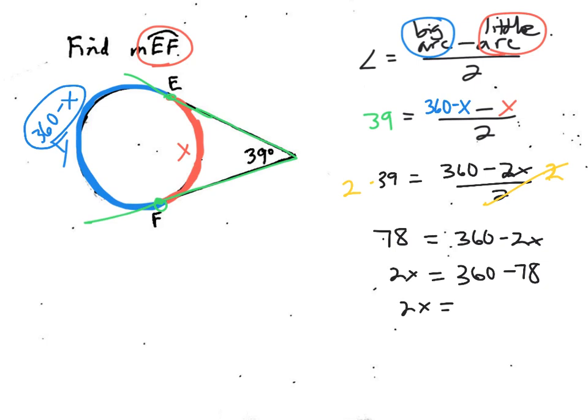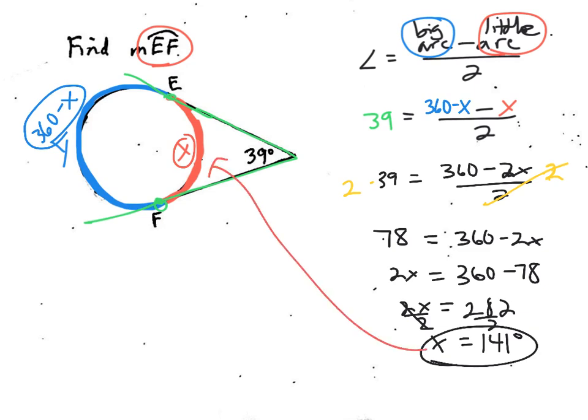So 2x equals 360 minus 78, which is 282. And then divide by 2. And that's giving me 141 degrees. Because I labeled my actual arc I'm looking for as X right here, that is my answer. And I'm done. Okay, so that's one way to do it.